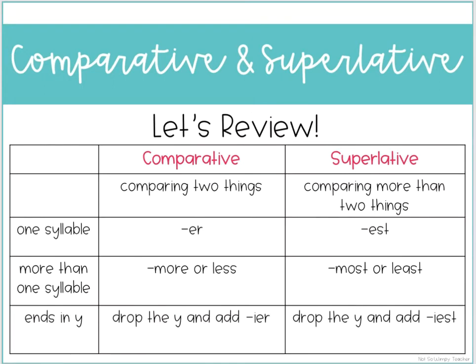Now you can review these two forms of grammar here, in this one simple chart. Okay, the comparatives, here's how you would do it for one, comparing two things. Here's one syllable, more than one, or if it ends in a Y. And then the superlative, see the difference. This one, comparative is ER, and superlative is EST. For comparative, you add more or less. And for a superlative, you would add most or least. And then again, if it ends in a Y, for comparative, you add IER, but if it ends in a Y for a superlative, you're going to add IEST.